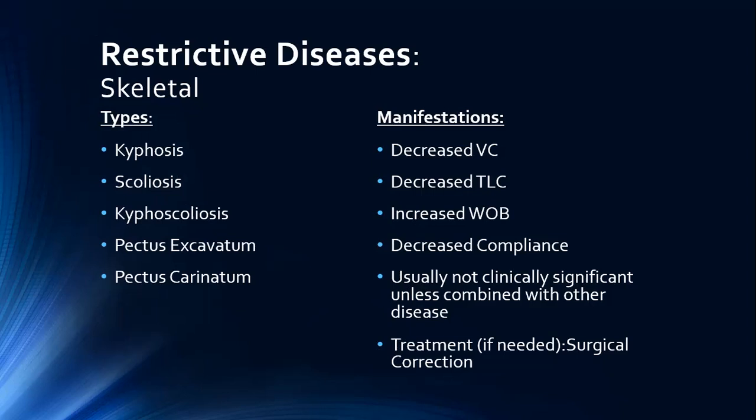There are some really deformed people in the world. You've seen them at the grocery store, you've seen them at the nursing homes, people walking around bent over and crouched to the side. They have restrictive disease. That's a restriction on their lungs. Their lungs can't inflate like yours and mine, it's restricted. So they're gonna be suffering from those manifestations of restriction, which are low volumes and low capacities.